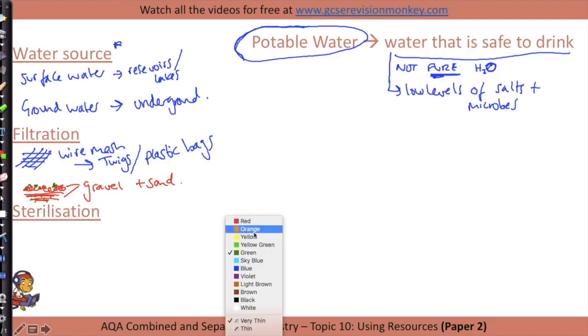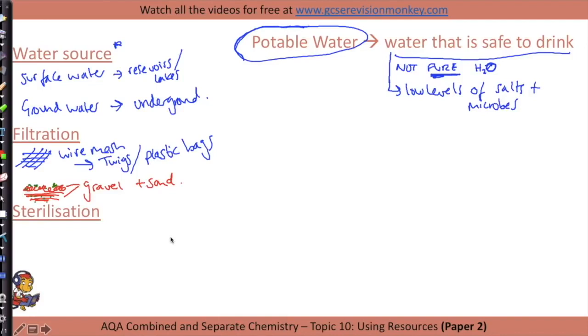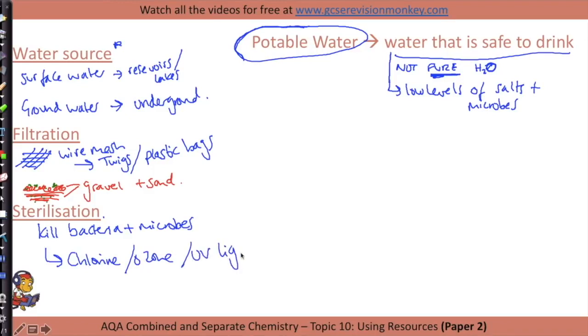However, it's not. It must go through a further sterilisation process to kill the bacteria and other microbes, so like viruses and fungi and things like that, that are in the water. And there's three ways that you could do that. You could either use chlorine or ozone or UV light, or you might use a combination of those, but all of those will help to sterilise the water and can kill the bacteria that are in there.